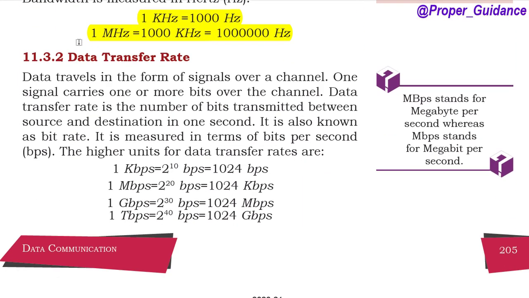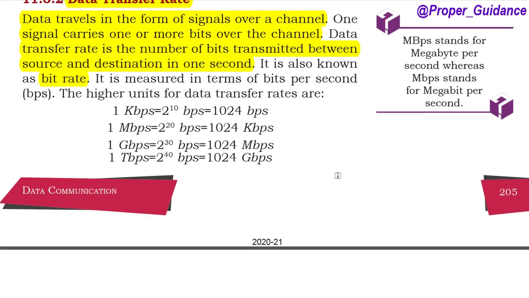Now, data transfer rate. What do you mean by data transfer rate? Data travels in the form of signals over a channel. One signal carries one or more bits over the channel. Data transfer rate is the number of bits transmitted between source and destination in 1 second. It is also known as bit rate. It is measured in terms of bits per second. The higher units for data transfer rates are 1 kbps, 1 mbps, and so on.